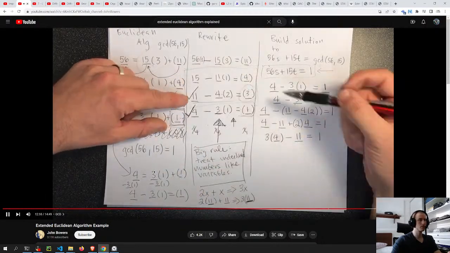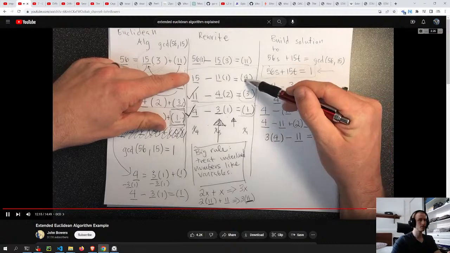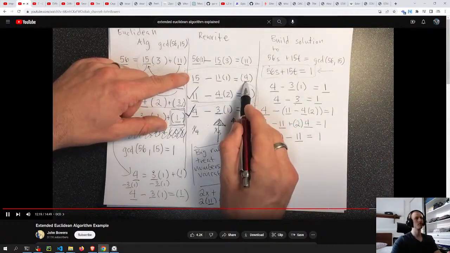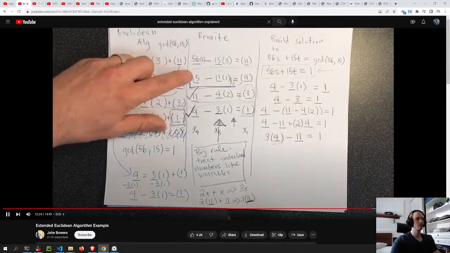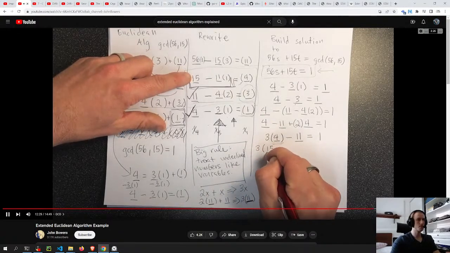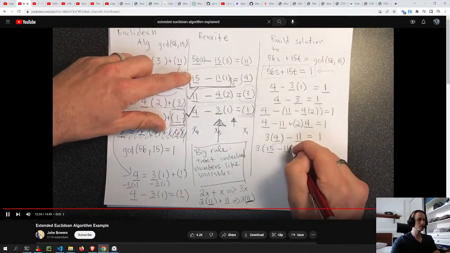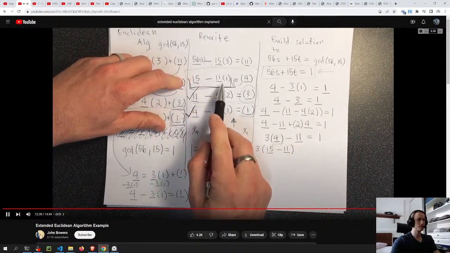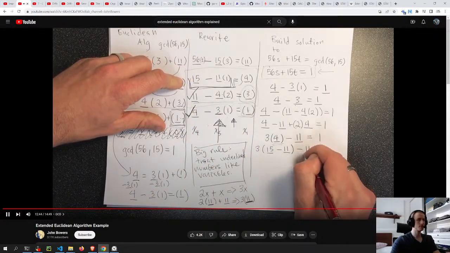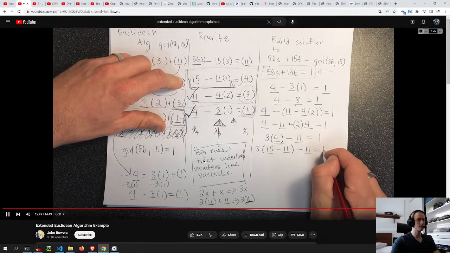And now I'm done with that line. Now I go up to the next line, and notice that the next line is in terms of 4. 4 is equal to something. And so I'm going to take my 4 in this equation and replace it with what it's equal to in this line of the Euclidean algorithm. So this becomes 3 times 15 minus 11, and we'll drop the times 1s. Times 1s we can just drop. So I replace the 4 with the 15 minus 11. I still have to bring the rest of my equation down, so that's minus 11 is equal to 1. That brings the rest of it down.